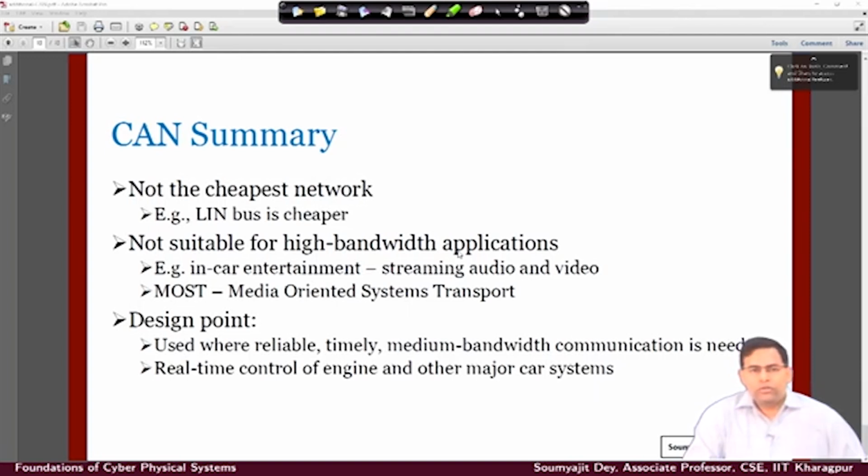And for the infotainment part, the media part, there are other protocols like MOST. So from a design point of view, CAN is used typically for low bandwidth but reliable communication when that is a requirement. For example, real-time control of the engine or other car systems like the electronic stability program, which is the vehicle dynamics controller, and other packages. So that's the primary usage of CAN.